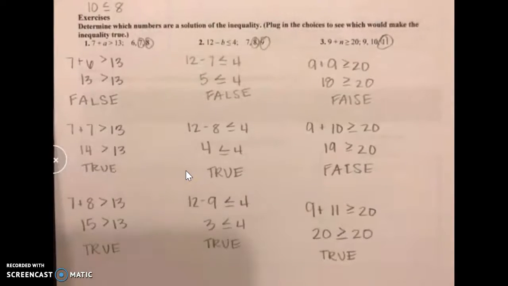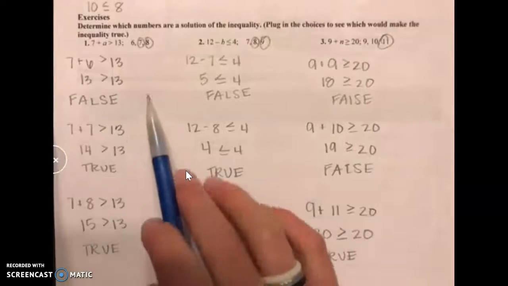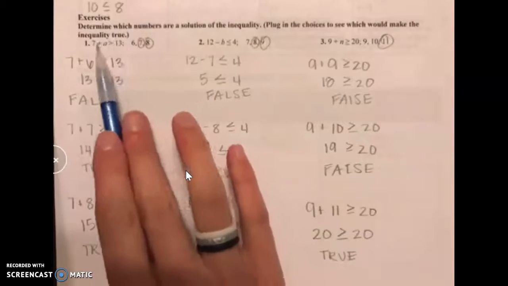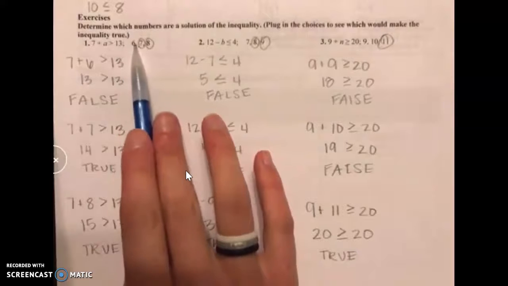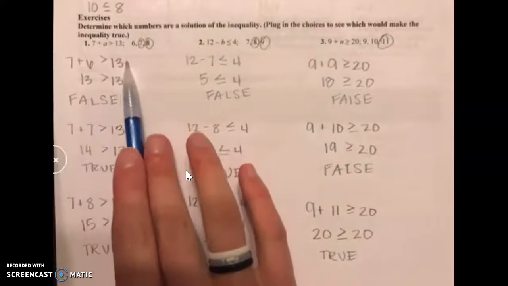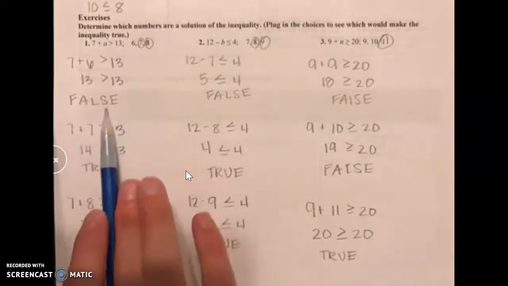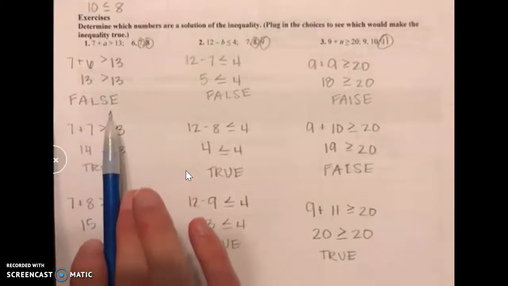All right, guys, thank you so much for pausing and solving these. So let's go ahead and go over number 1. So 7 plus a is greater than 13. I'm just going to substitute in. The first one I'm going to try is 6. So 7 plus 6 is greater than 13. That's 13 is greater than 13. That would be a false statement because it's not greater than or equal to.